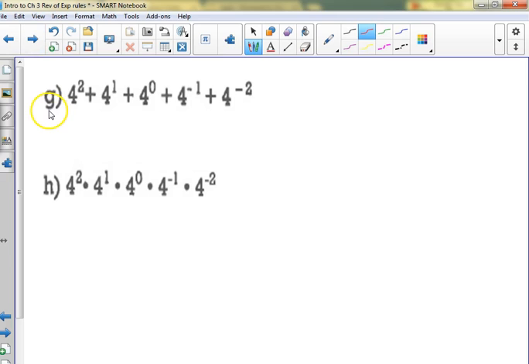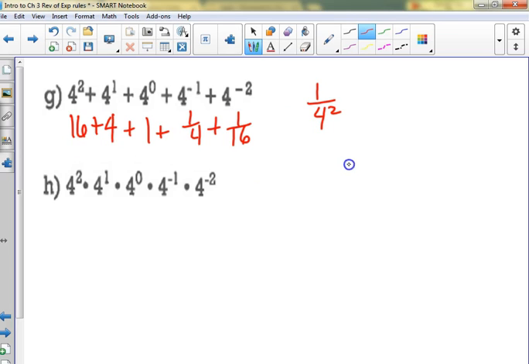What's going on in number 6? Or this is G. It's not a 6. A little dyslexic. 4 to the 0, anything to the 0 is 1. What does that mean? 1/4 and 1/16, right? 1/4 squared, okay? All right, so if we add, we get 1/4 plus 1/16, and this would be 4/16 plus 1/16 would be 5/16.